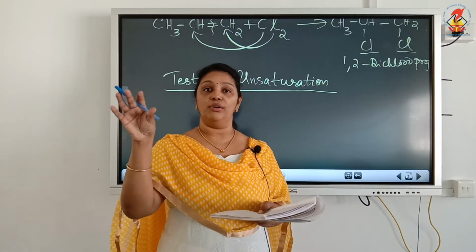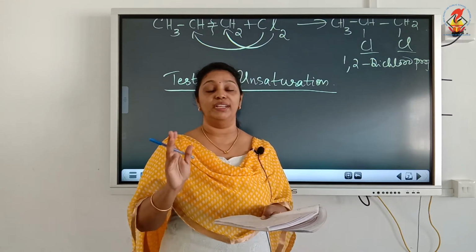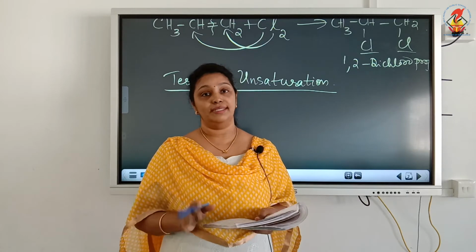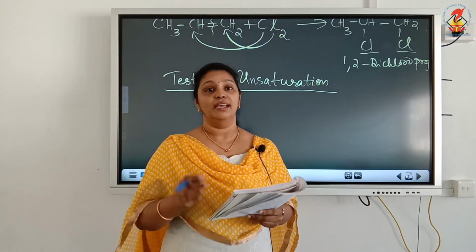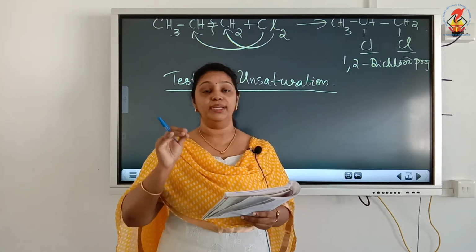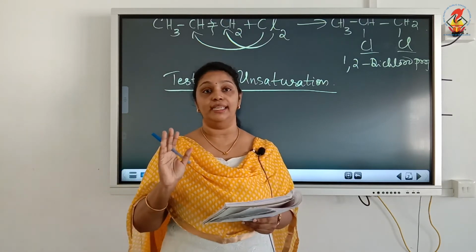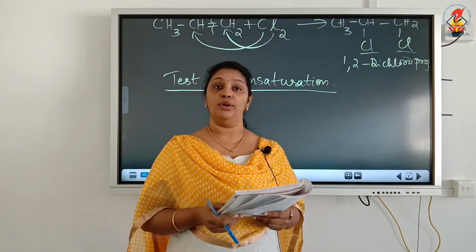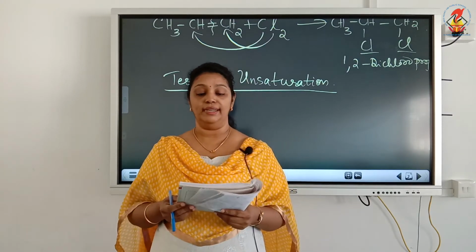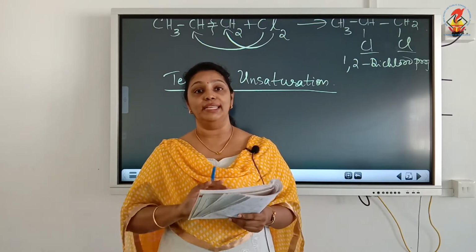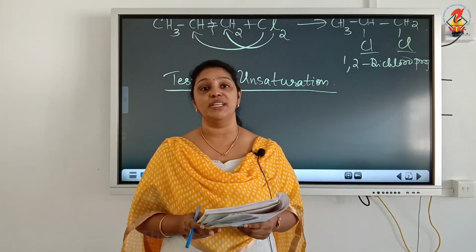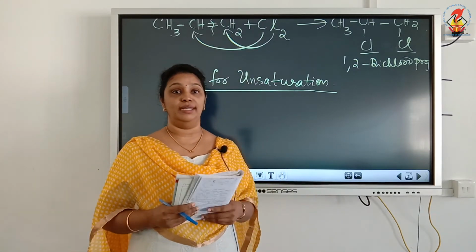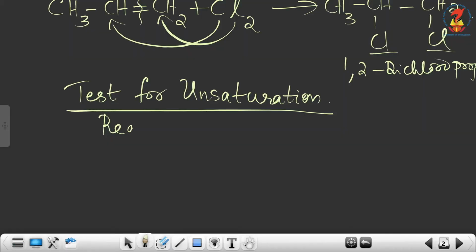So, if you are given an organic compound and if you are asked to find out whether it is a saturated or unsaturated compound, we can do this test. And this test is reaction of alkene. Now, I am going to give the example with alkene because it is an unsaturated compound. Alkene, when treated with bromine water, which is brown in color, what will happen? Bromine water will get decolorized, which shows the presence of unsaturation. So that is the test for unsaturation, that is reaction with bromine water.